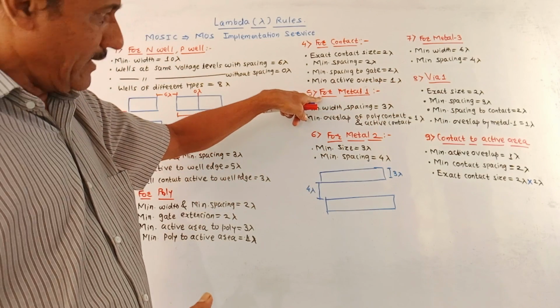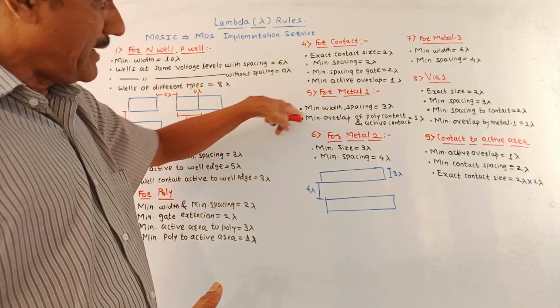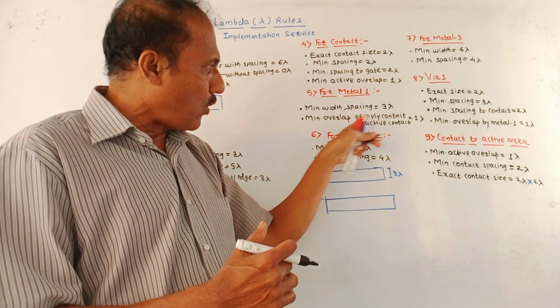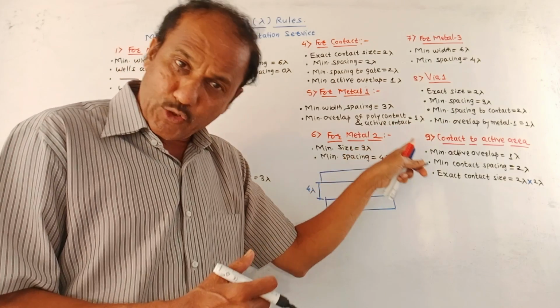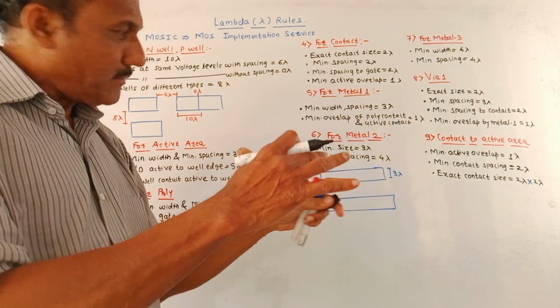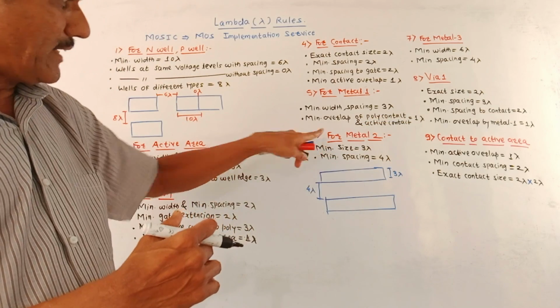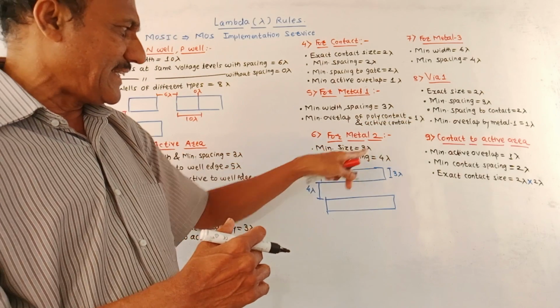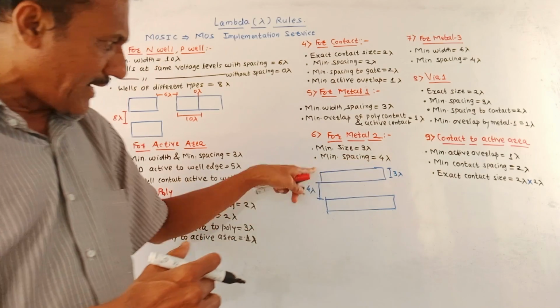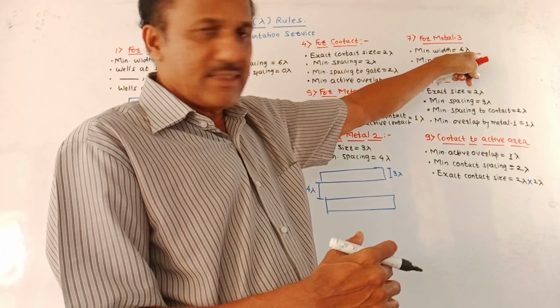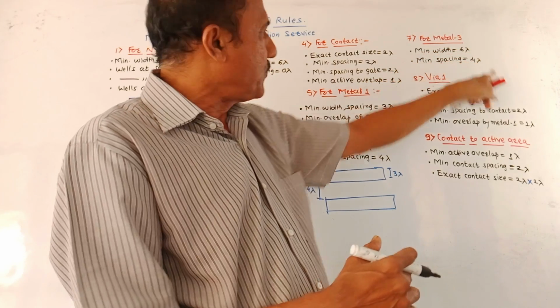Then for metal 1, the rules are minimum width as well as minimum spacing is 3 lambda. Minimum overlap of poly contact and active contact, that is contact of polysilicon layer and active contact, is 1 lambda. Then for metal 2, minimum size is 3 lambda and minimum spacing is 4 lambda. It is shown in this diagram. Then for metal 3, minimum width is 6 lambda and minimum spacing is 4 lambda.